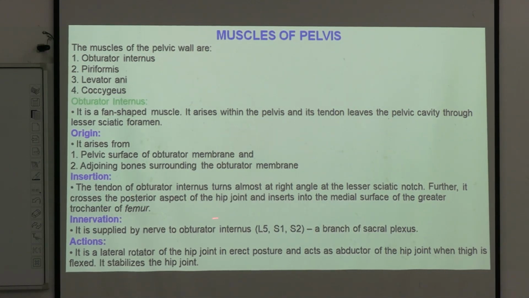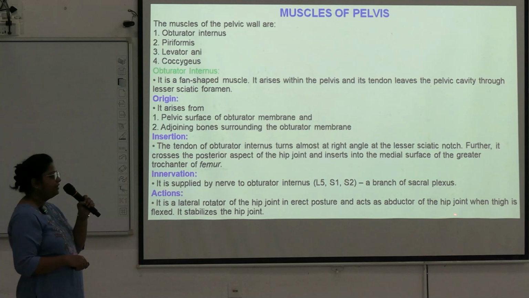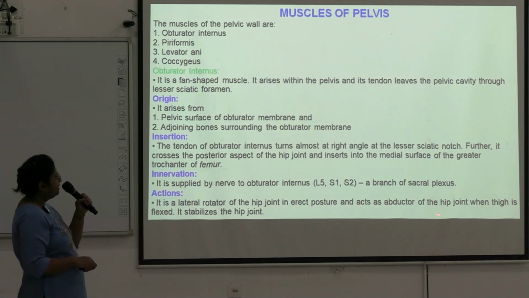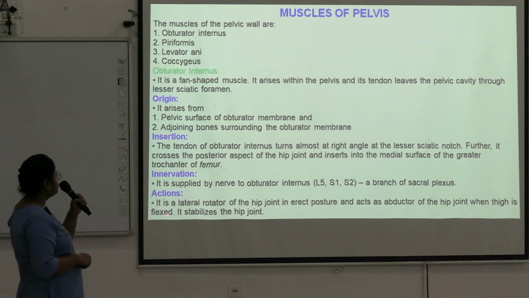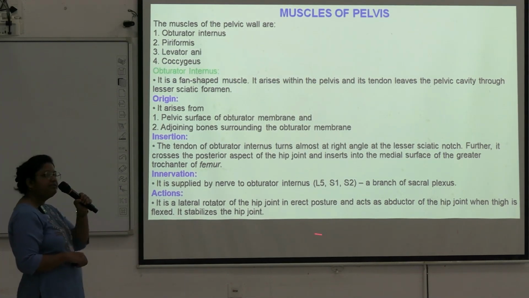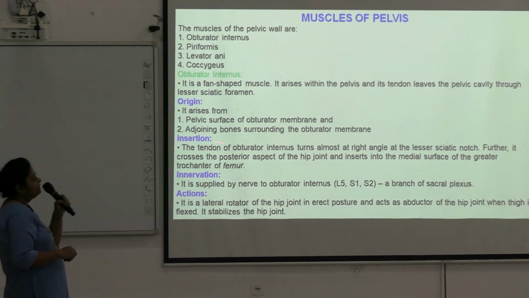It is supplied by the nerve to obturator internus, which is a branch of the sacral plexus, and the root values are L5, S1, S2. Actions: it is a lateral rotator of the hip joint in erect posture and acts as an abductor of the hip joint when the thigh is flexed, and it stabilizes the hip joint. So this is the function of the obturator internus.